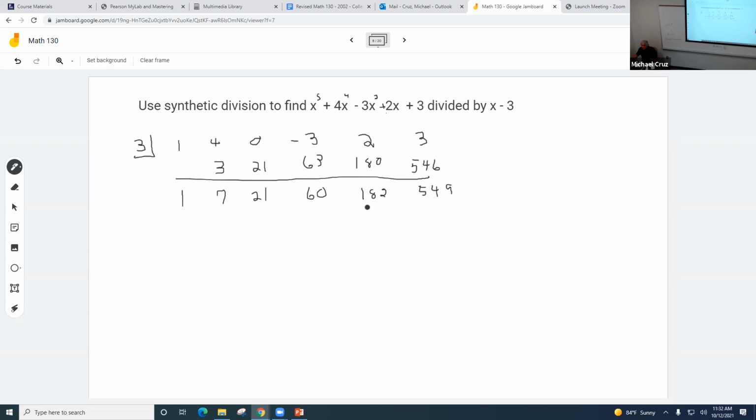So as I had said, you can write this as one power less. So x to the 4th plus 7x cubed. And even though there wasn't a cube in the original dividend, we have an x cubed in the quotient. That's why you've got to have that placeholder.